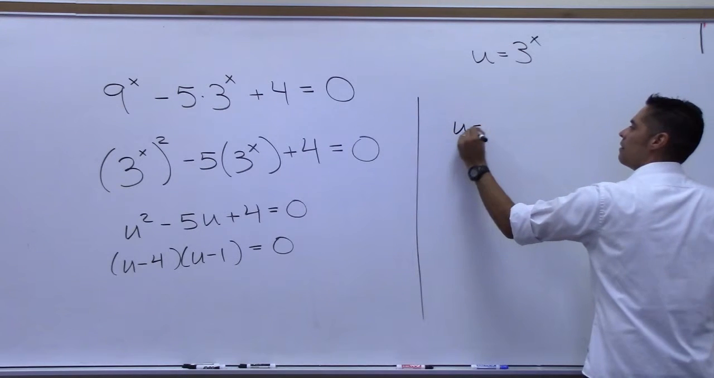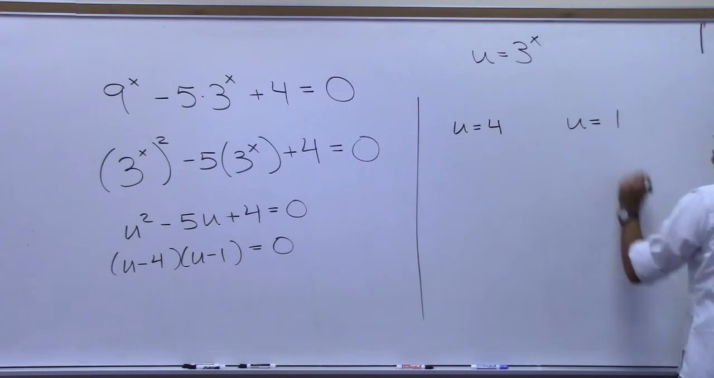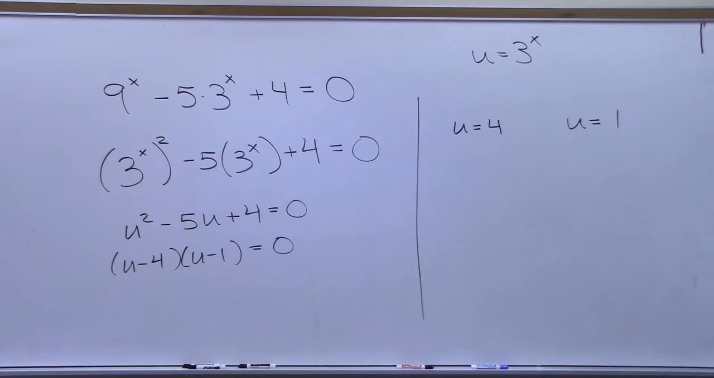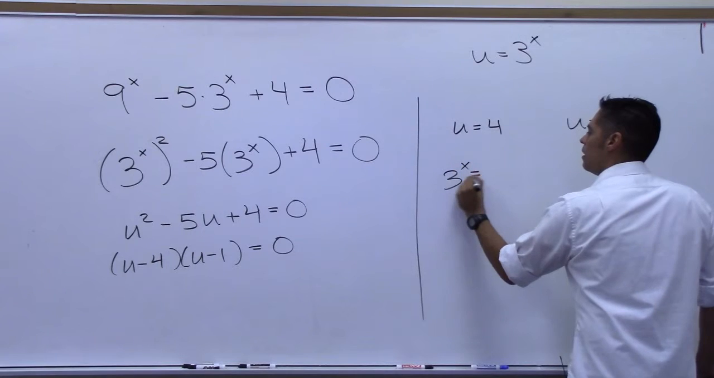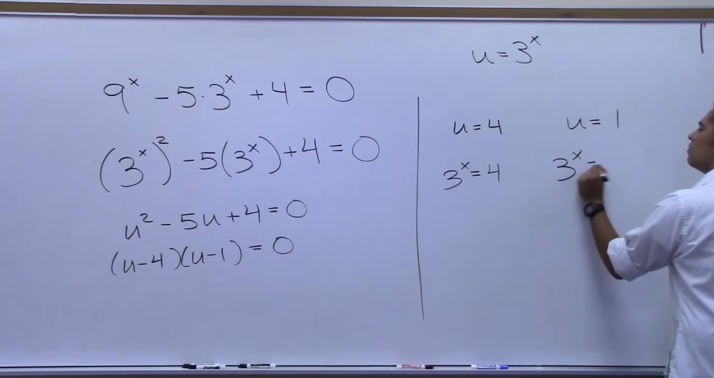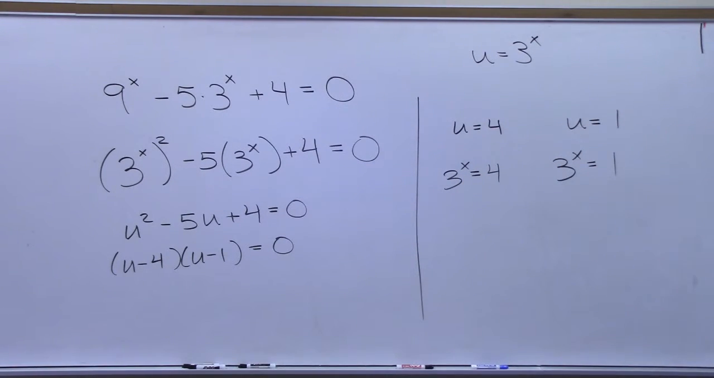And you get what? 4 and 1? 2 solutions. Now you got to plug that back in. Now you got to replace your u with 3 to the x. So 3 to the x equals 4, and 3 to the x equals 1. One of those you should be able to tell me the answer without doing anything. The 1. What's the solution here? 0. 3 to the 0 is 1, right? What about this one? It's log base 3 of 4. Exactly. It's ugly.